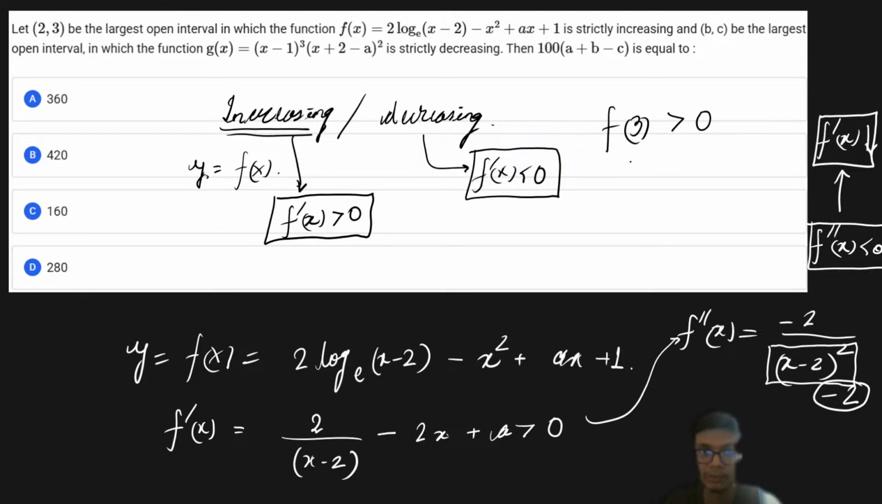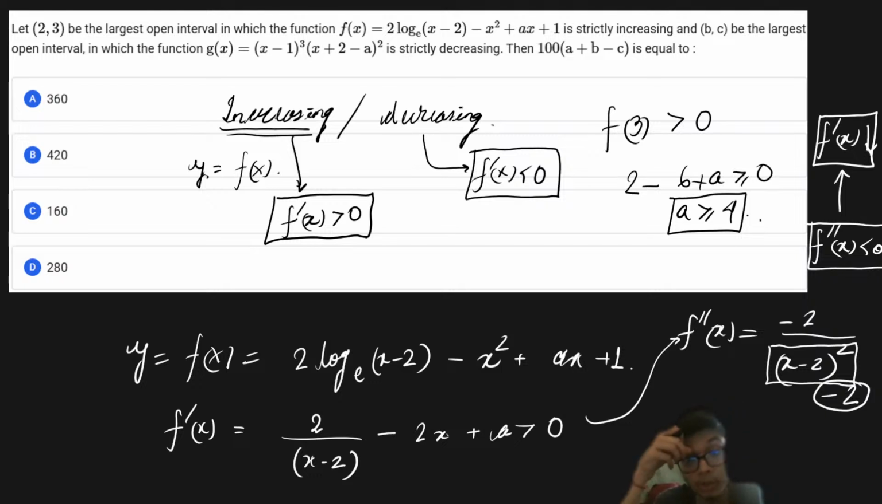If you just try to understand what I'm doing: since f dash of x is a decreasing function, at x equal to 3 it will have the minimum value, and it should be greater than 0. Now from this, we have 2 minus 6 plus a should be greater than 0. So from here, you'll get the value of a should be greater than or equal to 4.